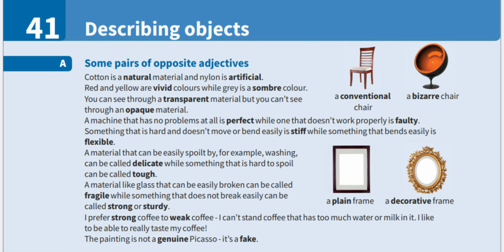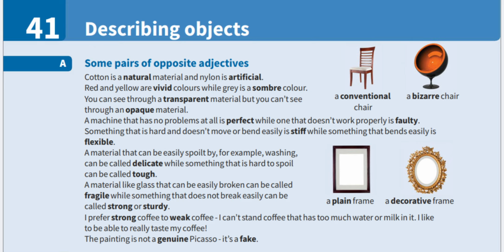A. Opposite adjectives for describing objects. Some materials are natural, while others are artificial. For example, cotton is a natural material, but nylon is artificial. Colors can be described as vivid or somber. Red and yellow are often vivid colors, meaning that they are bright and strong. Gray is a somber color, meaning that it is dark and serious in appearance.